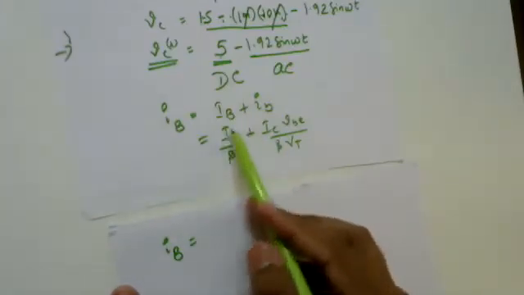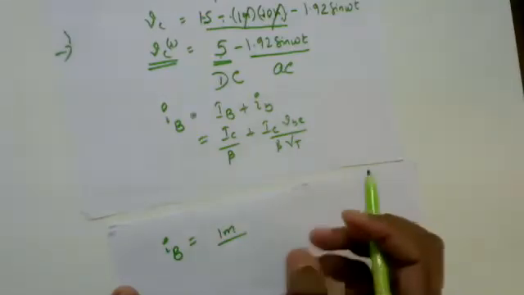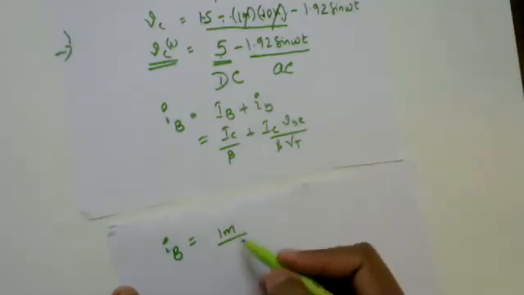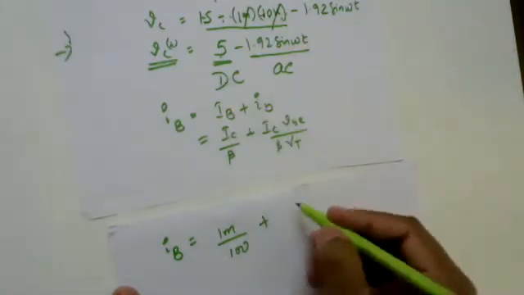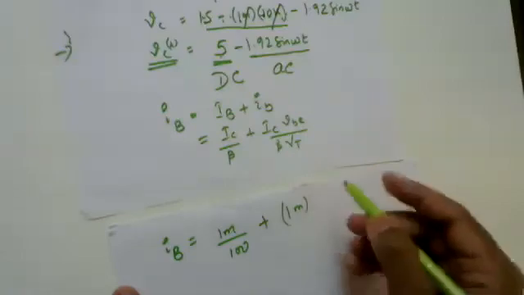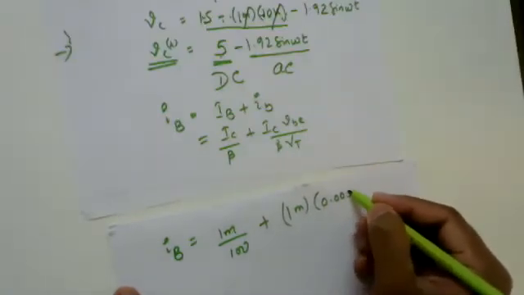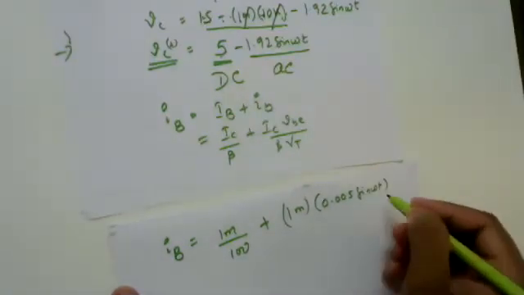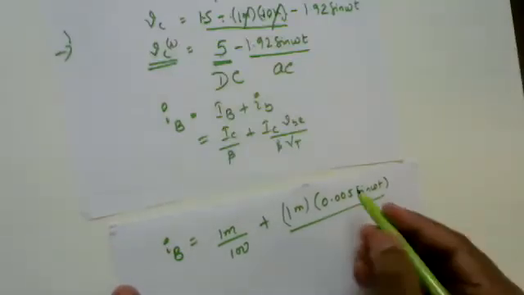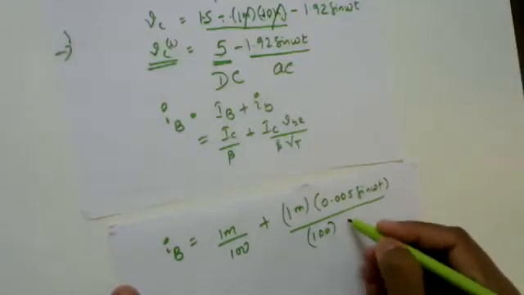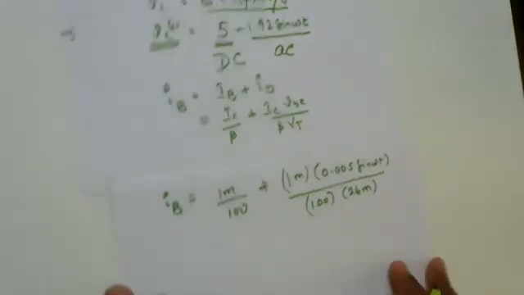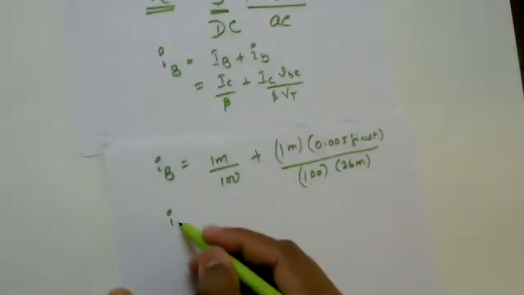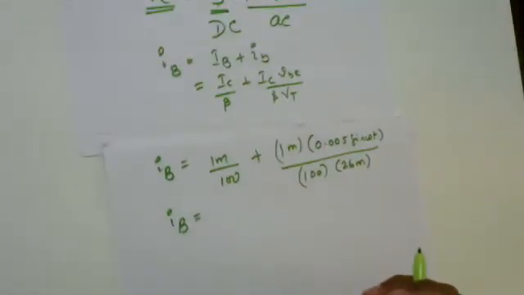What's the value of IC? It is 1 milli divided by beta. Beta is 100, plus what's the value of IC? It's once again 1 milli into what is VBE? 0.005 sine omega t divided by 100 into VT, which is how much? 26 millivolts. Then what is the value of IB? What's the value of IB?